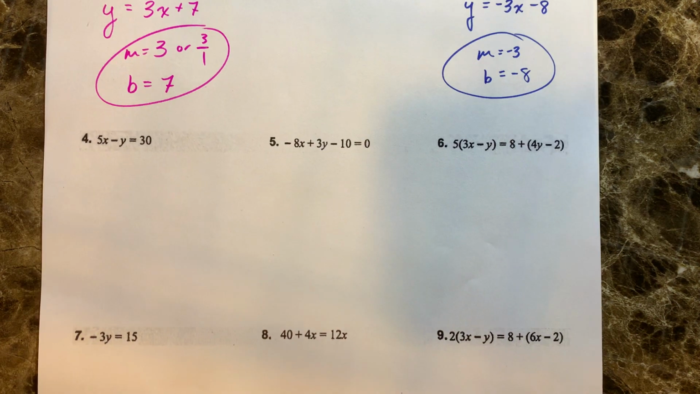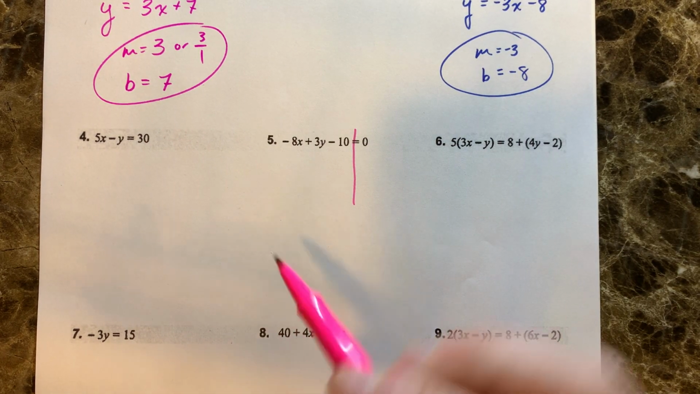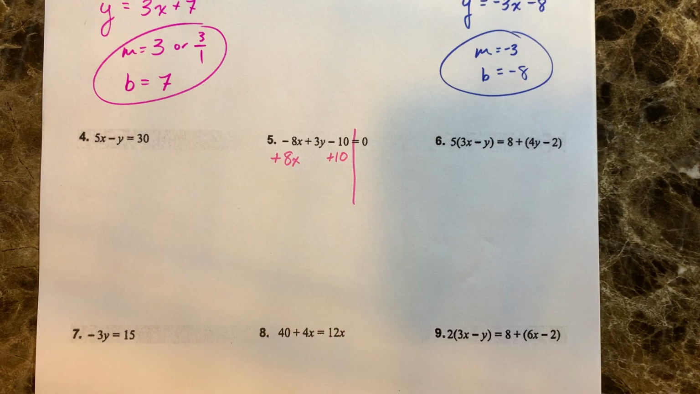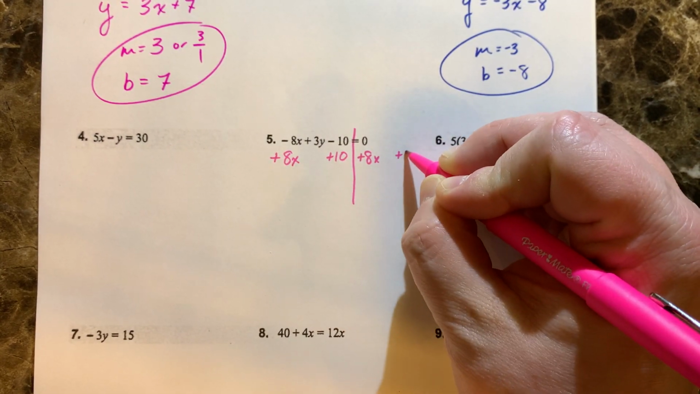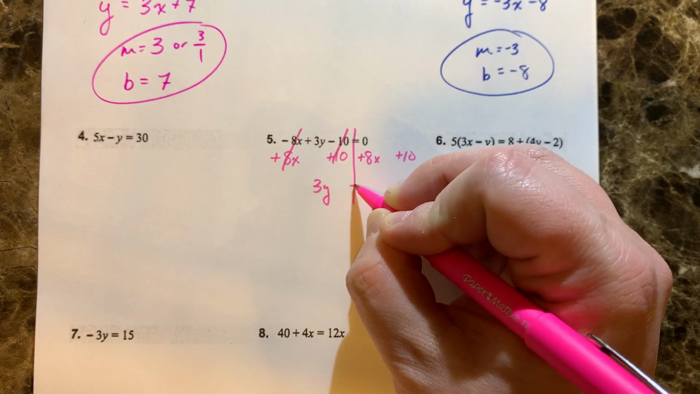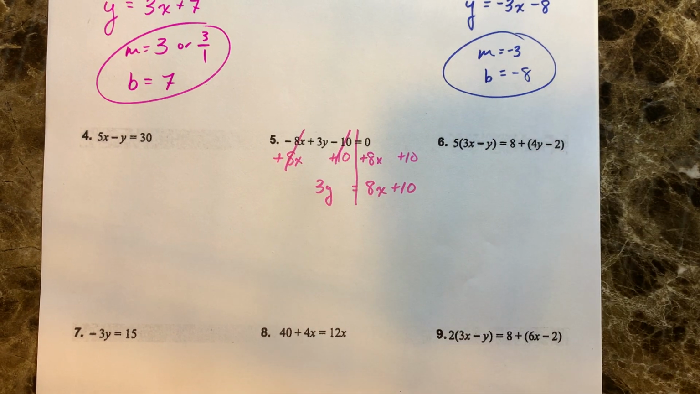All right, let's do 5 together. So we don't have any distributive property, and we don't have any like terms. So our jobs are to get the y's on the left side of the equal sign, and everything else on the right side. So the y's are where we need them, but we need to move the 8x over and the 10 over by adding both of them, because that's the opposite of what they were. So we're going to add them to the other side. That leaves us with just 3y on the left. And on the right, they're not like terms. It stays 8x plus 10.